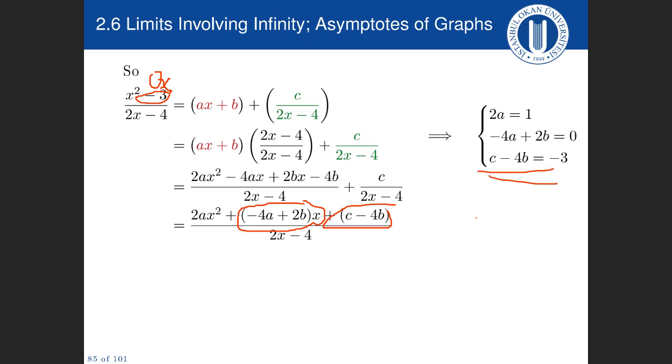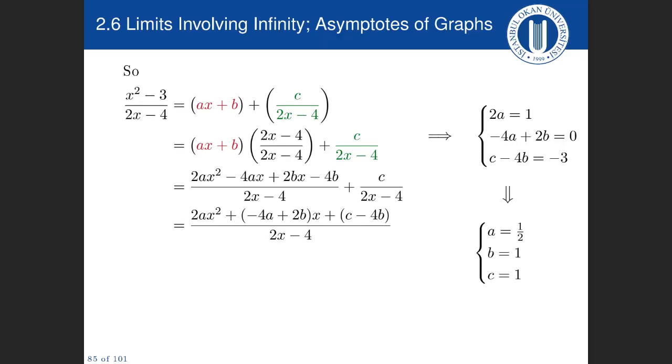So we need to find a, b, and c such that 2a is 1, minus 4a plus 2b is 0, and c minus 4b is equal to minus 3. I'll leave it for you to check that we must have a is a half, b is equal to 1, and c is equal to 1. So that means that the function we want is y is equal to x over 2 plus 1. This is the oblique asymptote of our function.